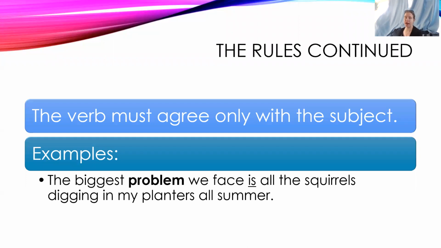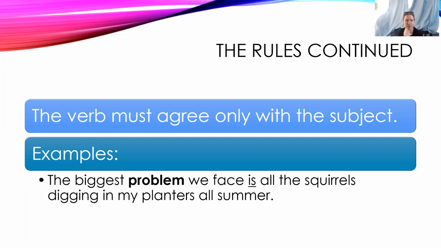As you progress in your writing, you'll find that you need more complex thoughts and ideas. In these cases, it's important to be able to recognize your simple subject and your simple predicate so that you can know that your verb is agreeing with the actual subject of the sentence. Well, what do I mean by that?